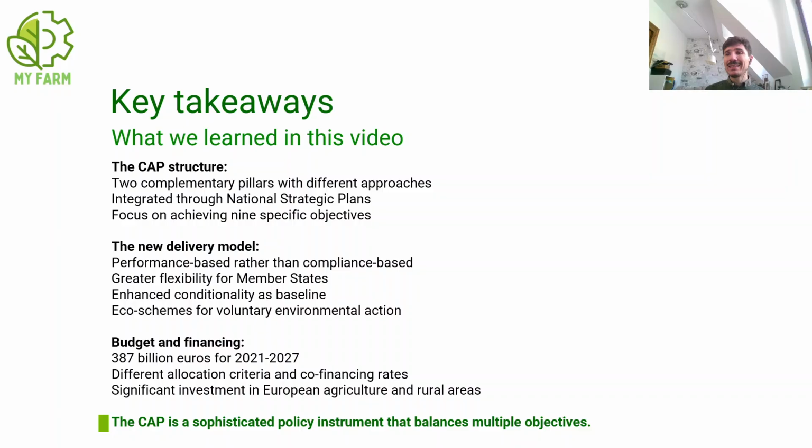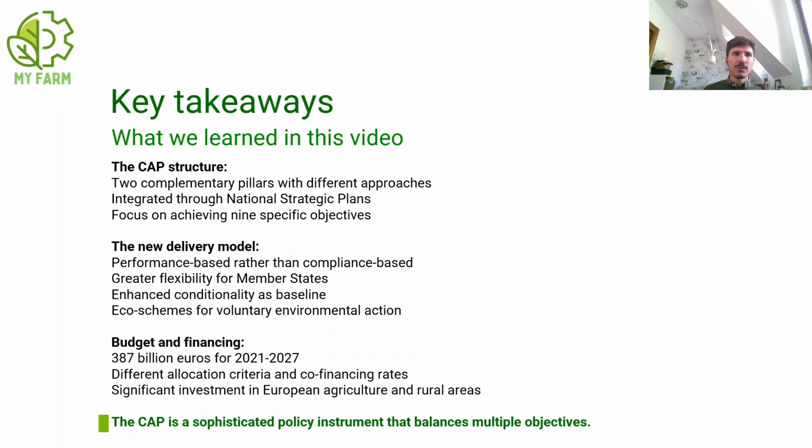So the basic environmental condition to receive payments has been enhanced. So for farmers, it is more challenging to receive CAP support because they have to guarantee good agricultural and environmental conditions and the standards set by the European regulations. Also, eco schemes have been introduced for voluntary environmental actions to be adopted by each farmer.